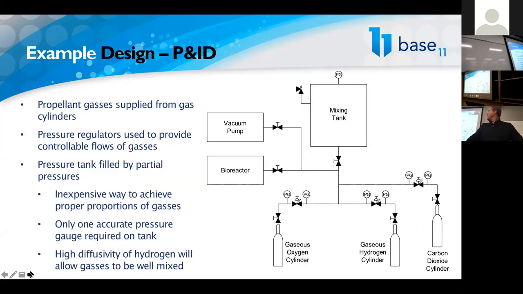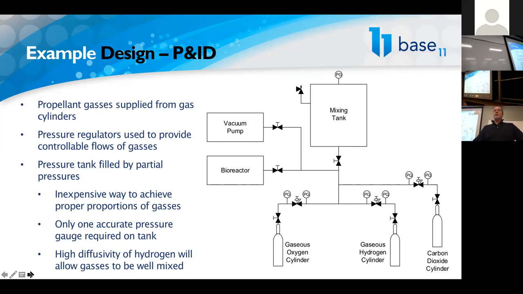Based upon the information about this hypothetical system that I could find online, the gases are going to be supplied directly from gas cylinders. So I created a piping and instrumentation diagram here to show how gas cylinders could be connected to this mixing tank. To meet the requirements of the system, the mixing tank can operate at low pressure, and by simply putting a very accurate pressure gauge on the mixing tank, we can fill it by partial pressures, right?